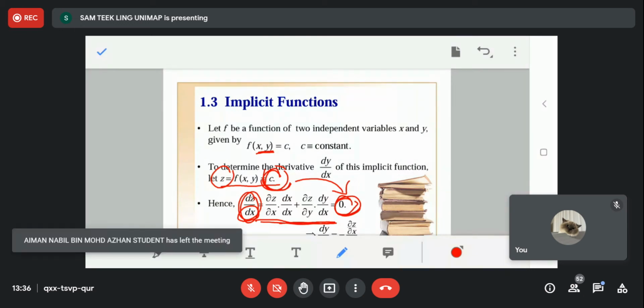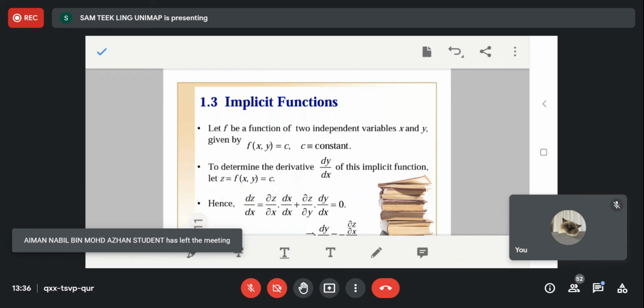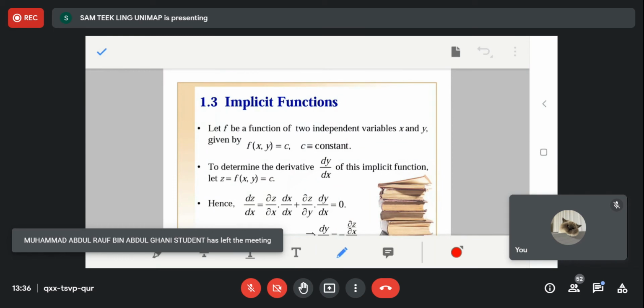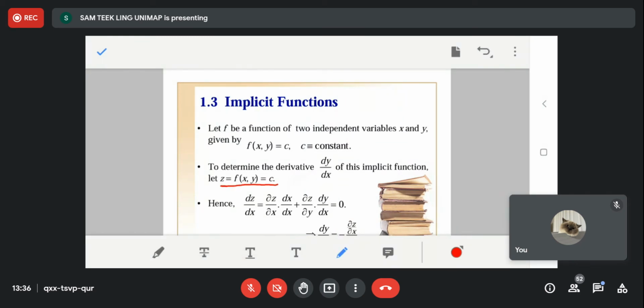The equation z equals f(x, y) equals c. Then we differentiate the whole equation with respect to x. So del z/del x, then this one uses the change of variable. Then it equals 0, because we differentiate a constant with respect to x, and we will get 0.